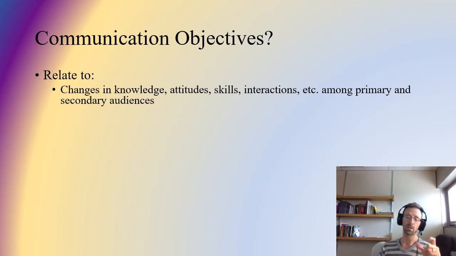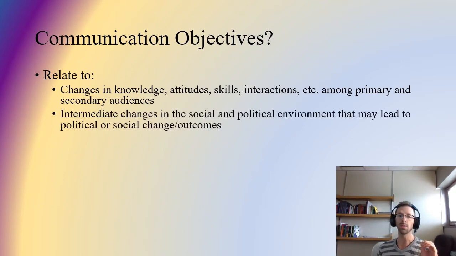Now we're trying to consider, well, what is the objective that we're trying to get in there? What is the knowledge, attitude, skill, interaction, whatever it is that we can change here? And it's going to be directly related to those outcome objectives, right? These are intermediate changes in the social and political environment that may lead to political or social change and outcomes. So we're trying to think about what are these mechanisms of action that we can actually leverage to influence the situation.